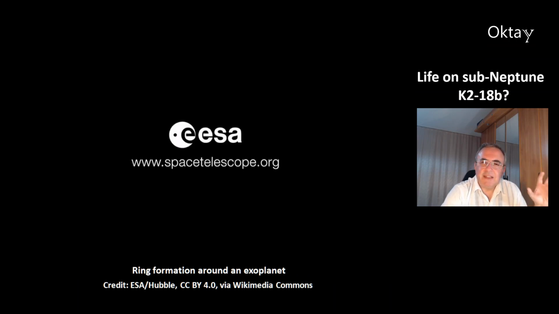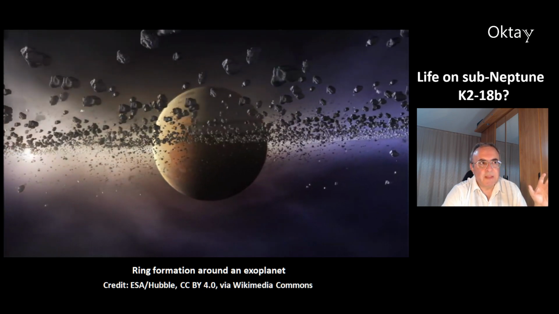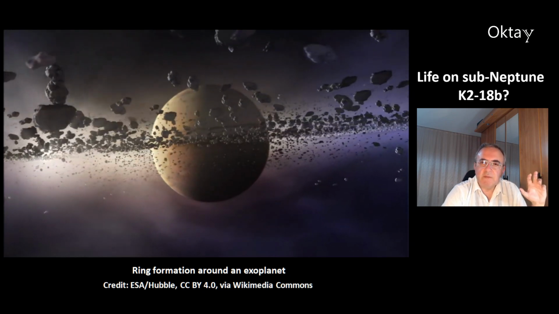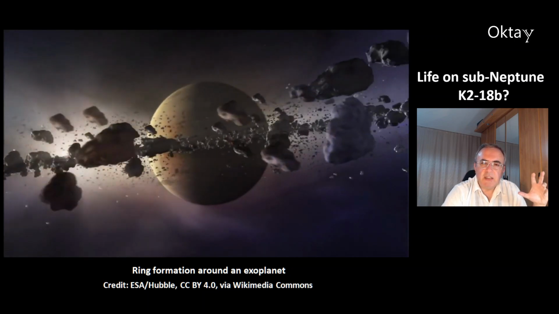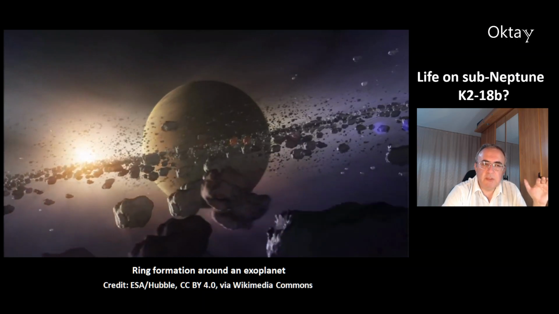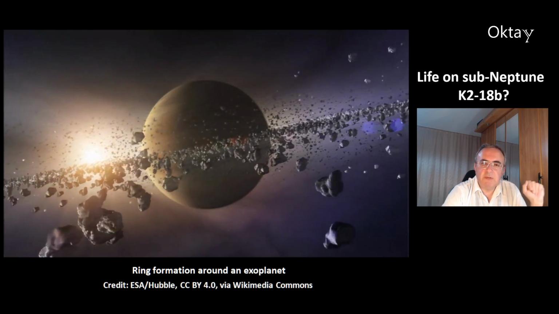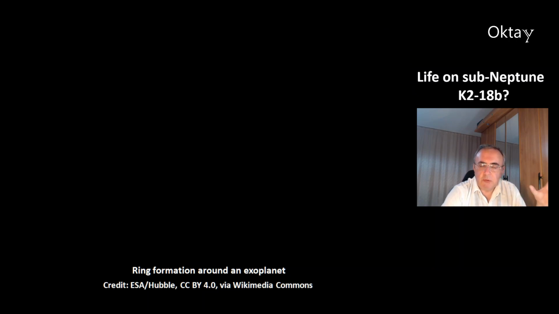This is a nice animation of the formation of a ring around an exoplanet. All these giant planets probably have rings and several moons. Because it is very likely that some of the material is left over, it cannot be used for the formation of the moons. So that makes the rings. Or collisions of moons can also contribute to rings.